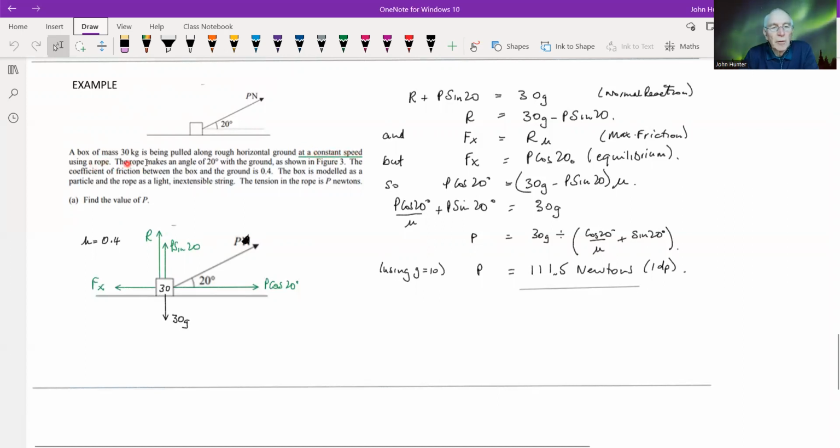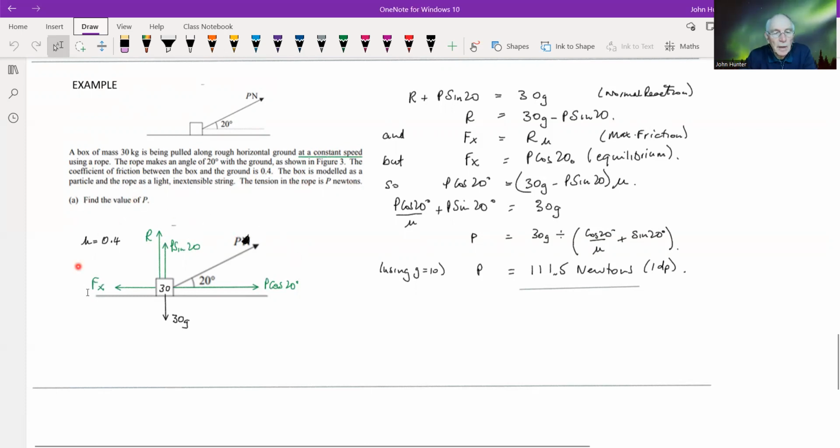Using a rope, the rope makes an angle of 20 degrees with the ground, and the coefficient of friction is 0.4. The box is modelled as a particle, the rope as a light inextensible string, usual disclaimers, and the tension in the rope is P newtons, so we've got to find the value of P.